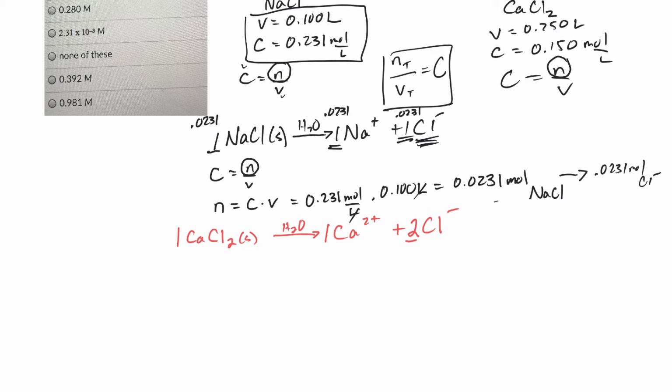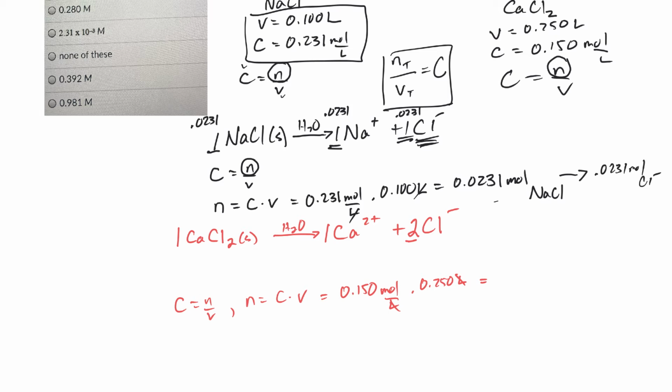So let's use our formula to figure out how many moles we have. C equals n over V, so n would be equal to C times V. The concentration of calcium chloride is 0.150 moles per liter times the volume 0.250 liters. Liters cancel. Notice I just converted everything from milliliters to liters. It's best to do that.